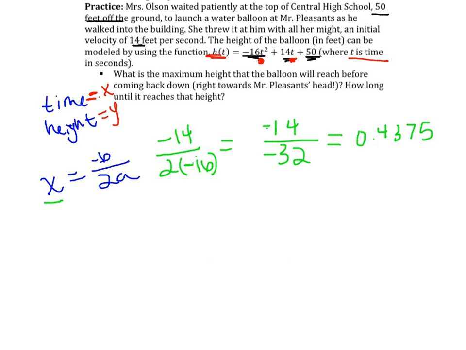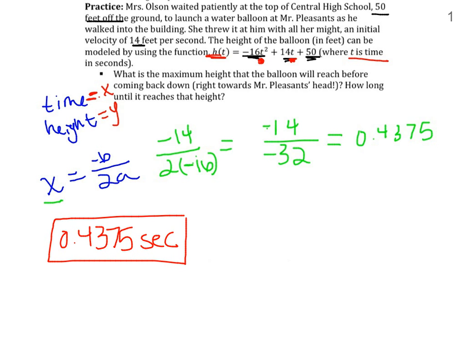So hey, this actually gives us half of the answer, because it asks us how long it takes to get to the maximum height. Well, it takes 0.4375 seconds to reach the maximum height. So we can put that on there and box it up, so we know that's already part of the answer.